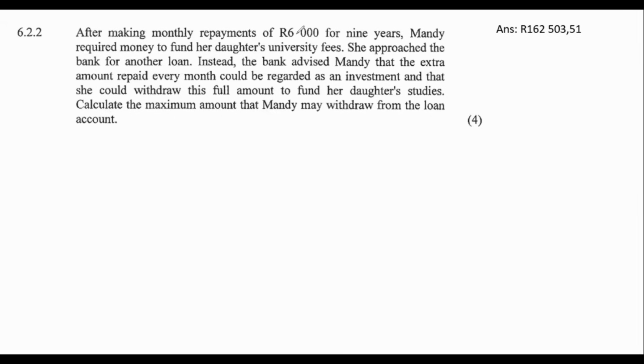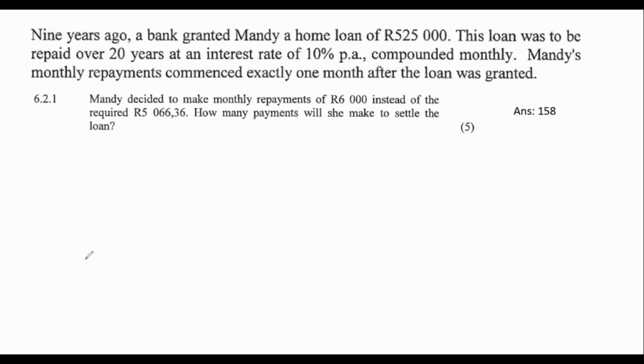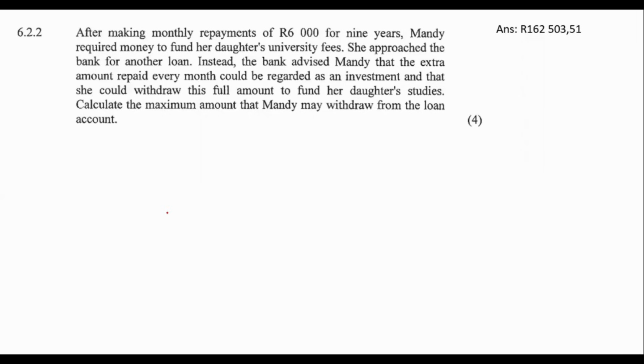So guys, remember that Mandy is a superhero. She was only supposed to pay about 5,000 Rand a month. Remember, she walked into the bank and the bank told her, hello, Mandy, you only have to pay 5,066 Rand. And Mandy just smiles at them and she's like, make it 6,000. And so Mandy's been paying 6,000 for 9 years or whatever. Mandy required money to pay for her daughter's university.